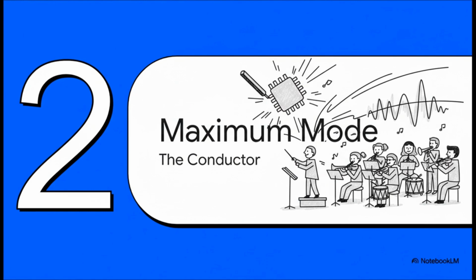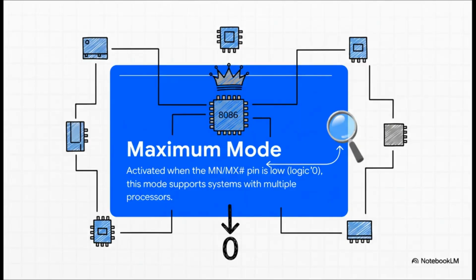But what if simple wasn't enough? What if you needed more power, more complexity? Well, by flipping that one single pin, the 8086 completely transforms. It goes from being a solo artist to being a conductor, leading an entire orchestra of chips. To get into maximum mode, you connect that very same MN/MX bar pin to low voltage, a logic 0. And when you do that, the 8086 becomes a team captain.